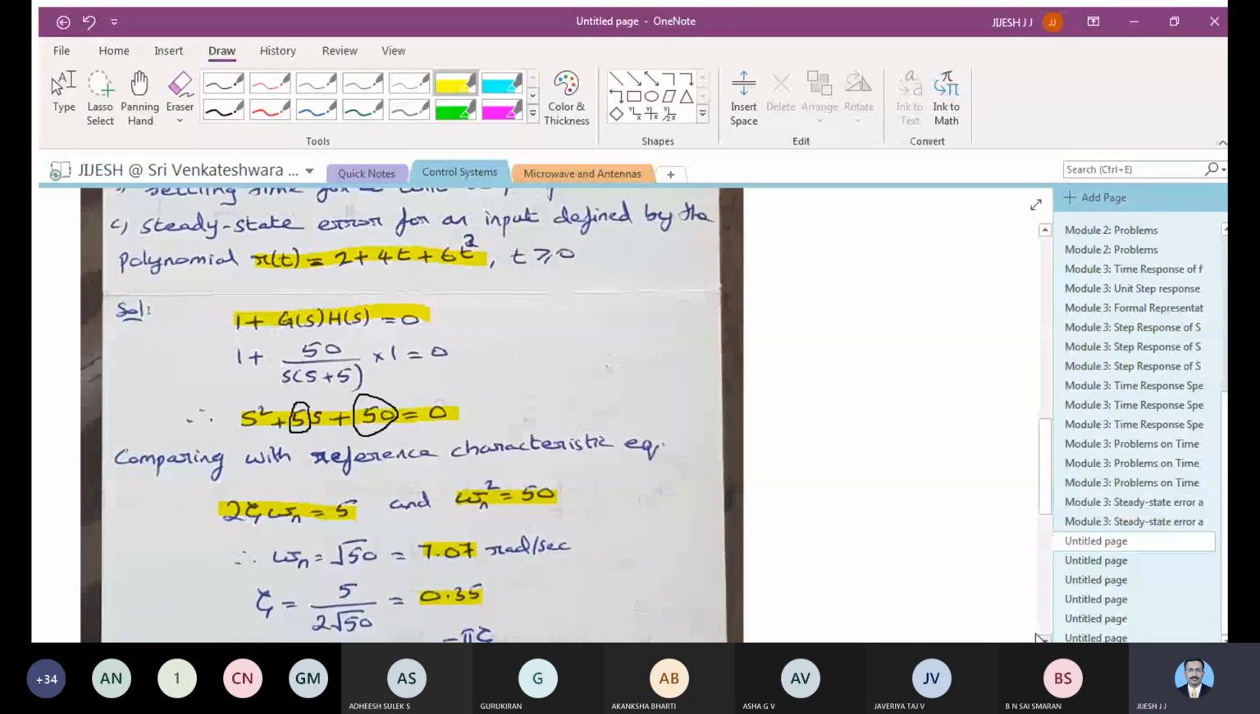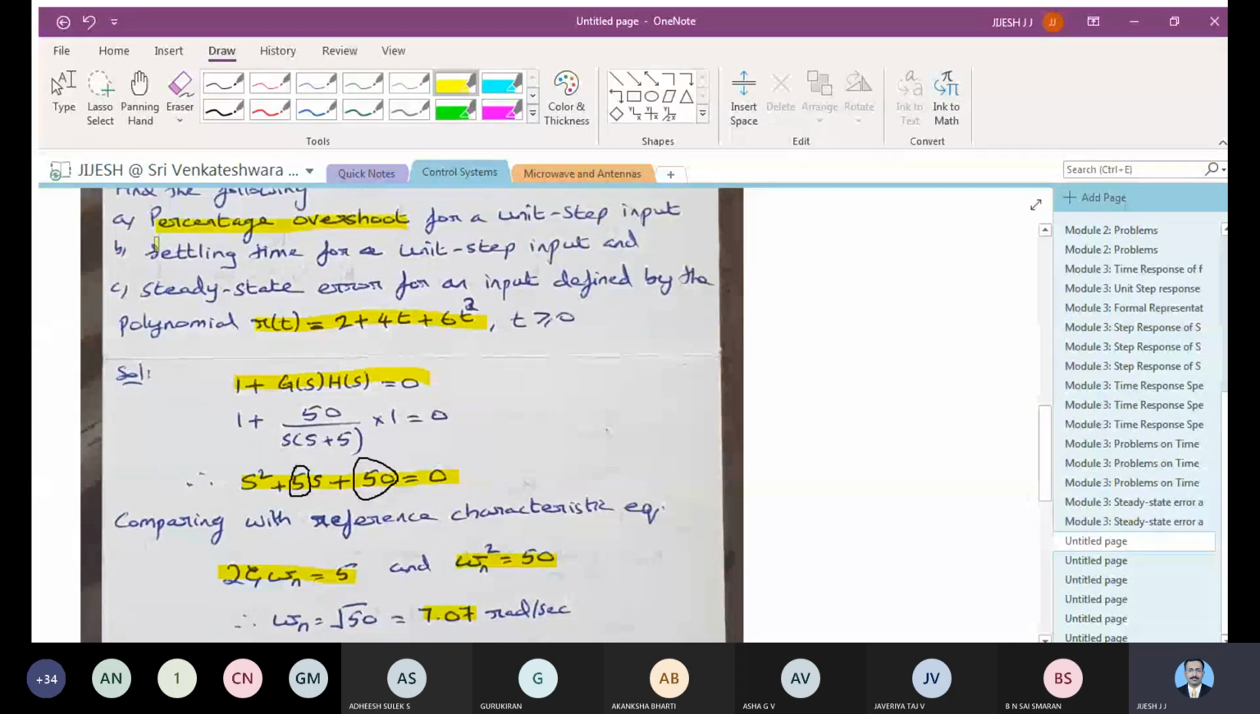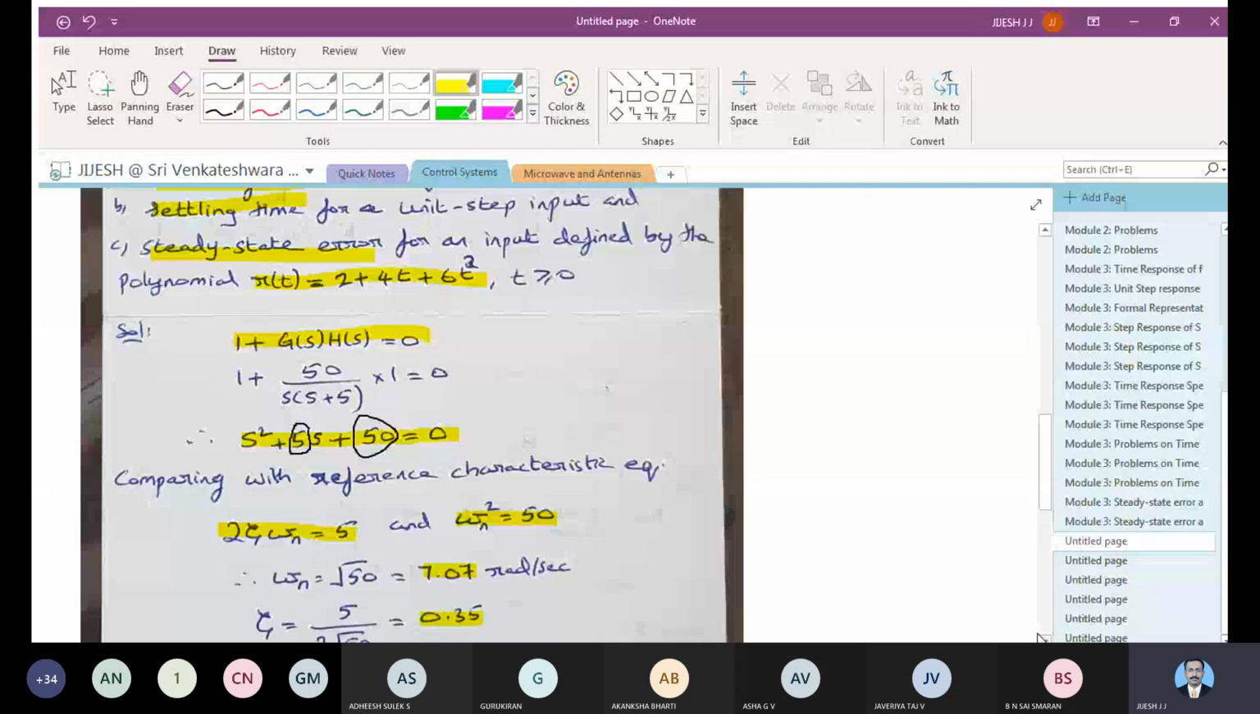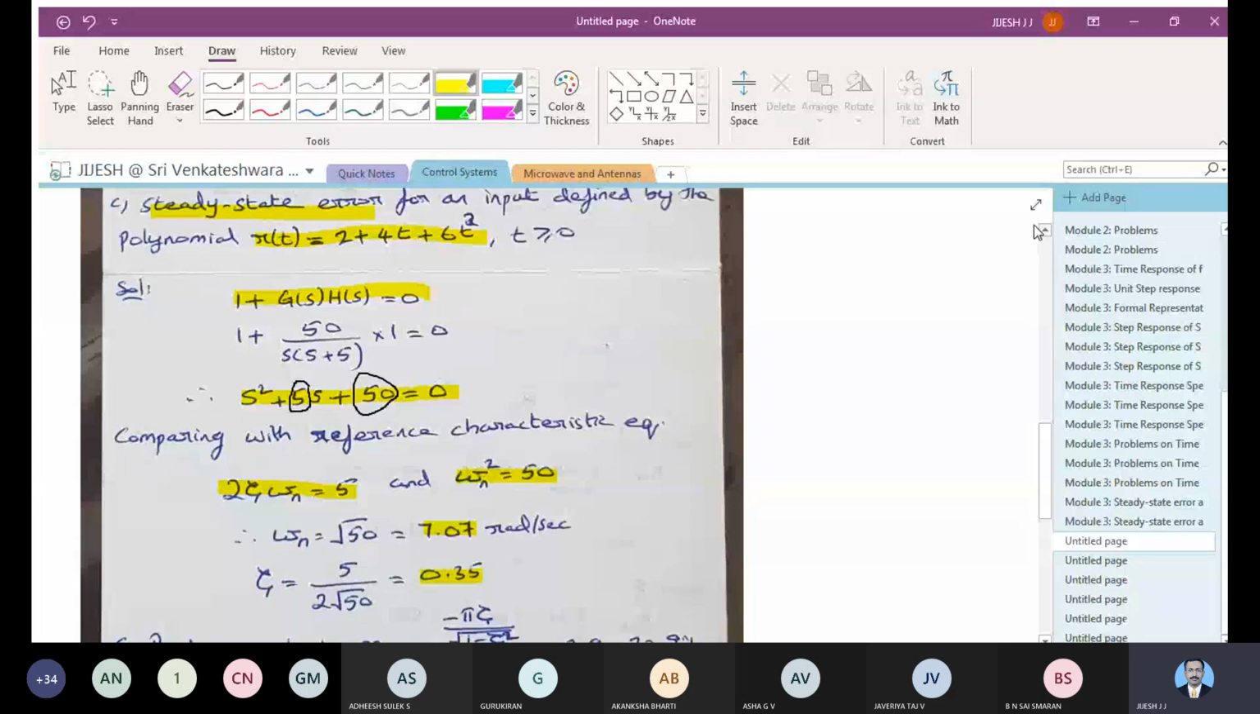So what is the first thing you have to find out? It is percentage overshoot. And then you need to find out settling time. And then you need to find out the steady state error. So let us see the first one, percentage overshoot. You know the equation for percentage overshoot is Mp is equal to e to the power of minus pi zeta divided by root of 1 minus zeta square. So you can use that equation and simplify it.